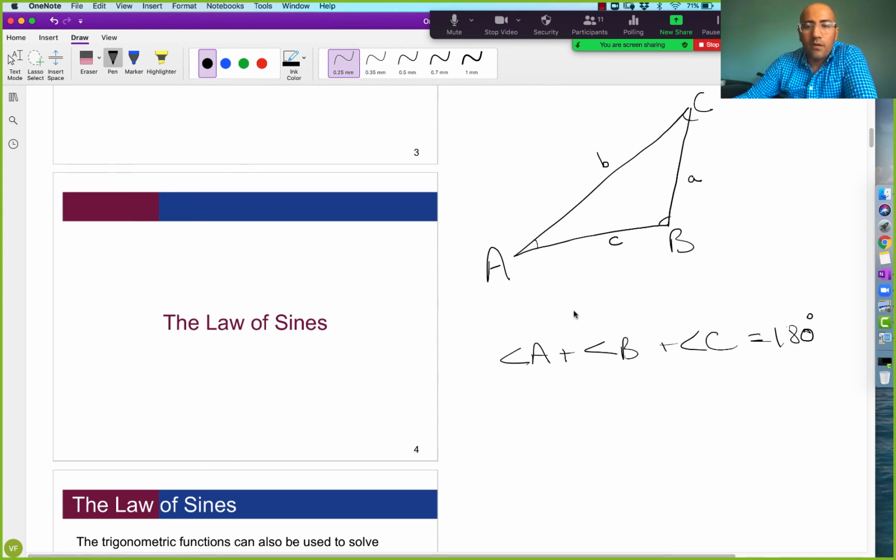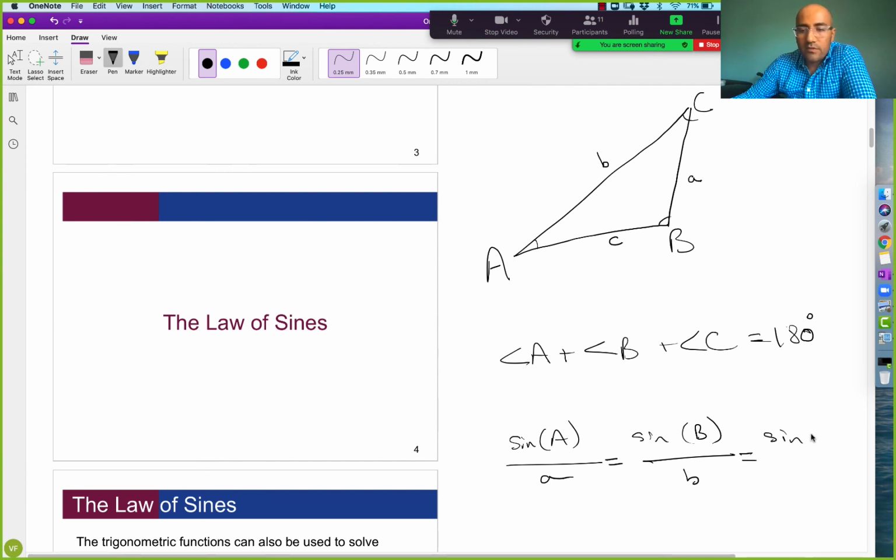The law of sines is really easy to state. It simply says that sine of an angle divided by its opposite side is equal to sine of another angle divided by its opposite side, and equal to the sine of the third angle divided by its side. All three of these ratios are equivalent to each other. We're not proving it, we're just showing what the law of sines says.